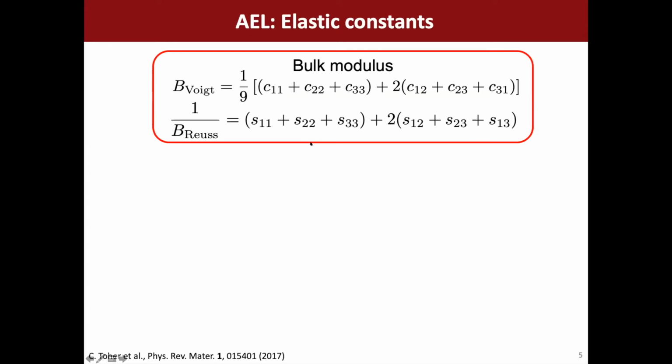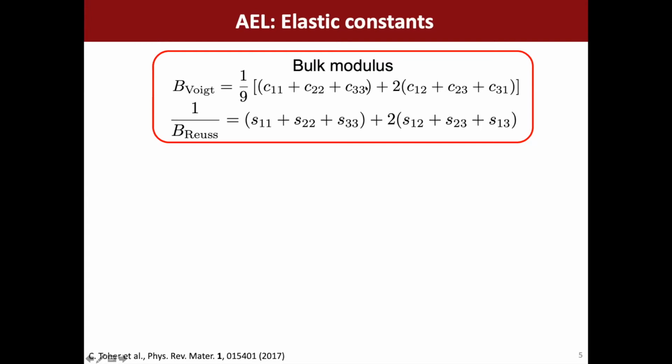Okay, so once we have these elastic constants, then we can go and calculate things like the bulk and the shear modulus. There are a couple of different approximations you can use. One is in the limit of assuming that the strain is isotropic. So this is for polycrystalline materials.